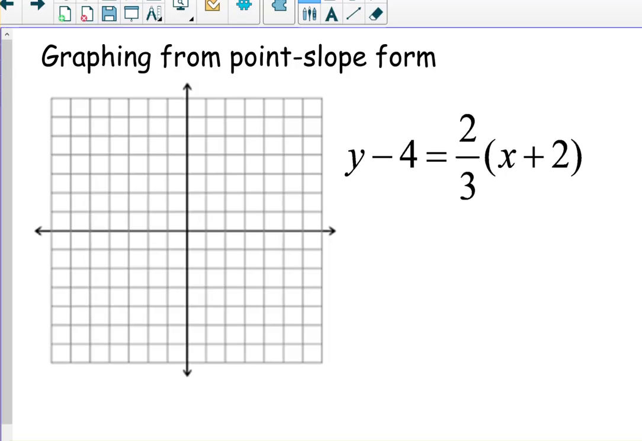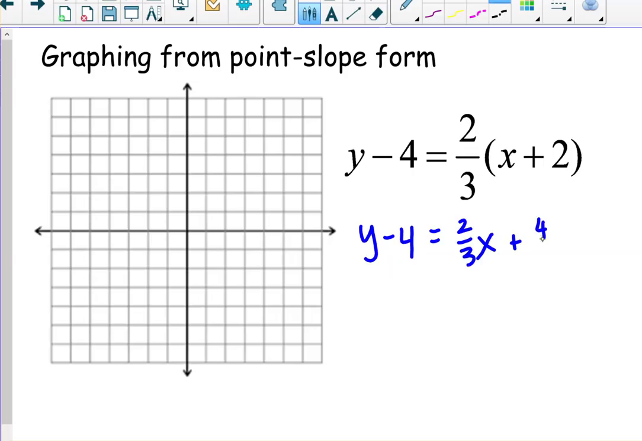Let's graph a line from point slope formula, or point slope form. Sometimes we're used to graphing when our equation's in slope-intercept form, which is y equals mx plus b. If we tried to put this in slope-intercept form, you would have to distribute the 2/3, which you could, and then add the 4.